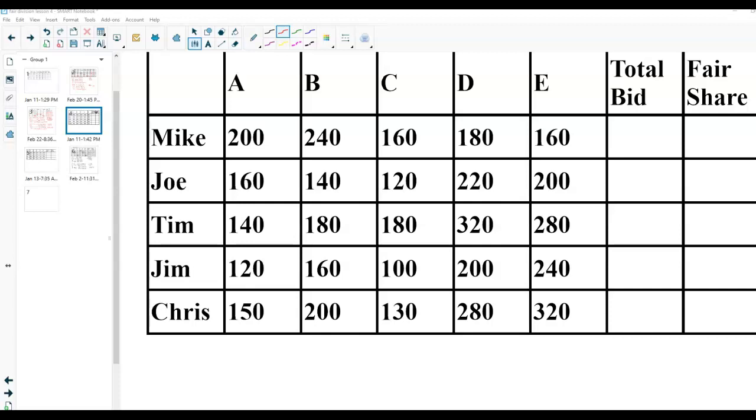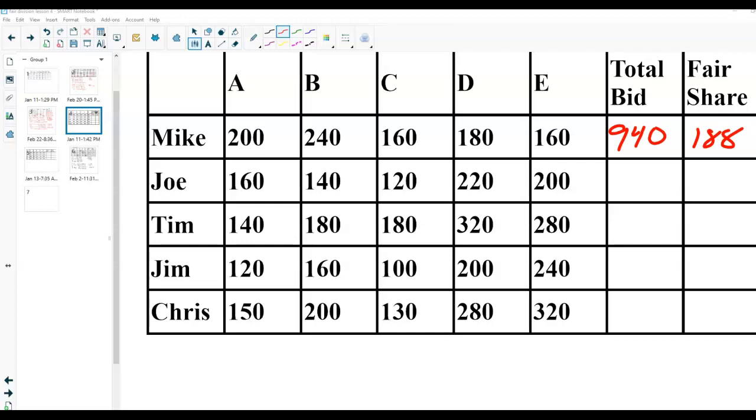Trusty calculator one more time. So we got 200 plus 240 plus 160 plus 180 plus 160. That's 940. Please keep this in mind. We're dividing by 5. You're no longer dividing by 4. We're not a blind robot. We're not just dividing by 4 to divide by 4. There's 5 people in this group, so we're dividing by 5.